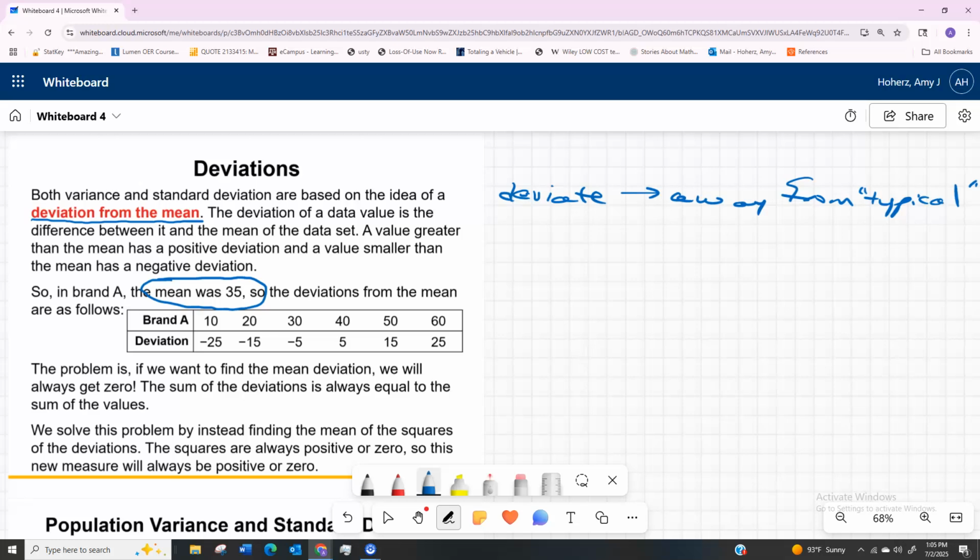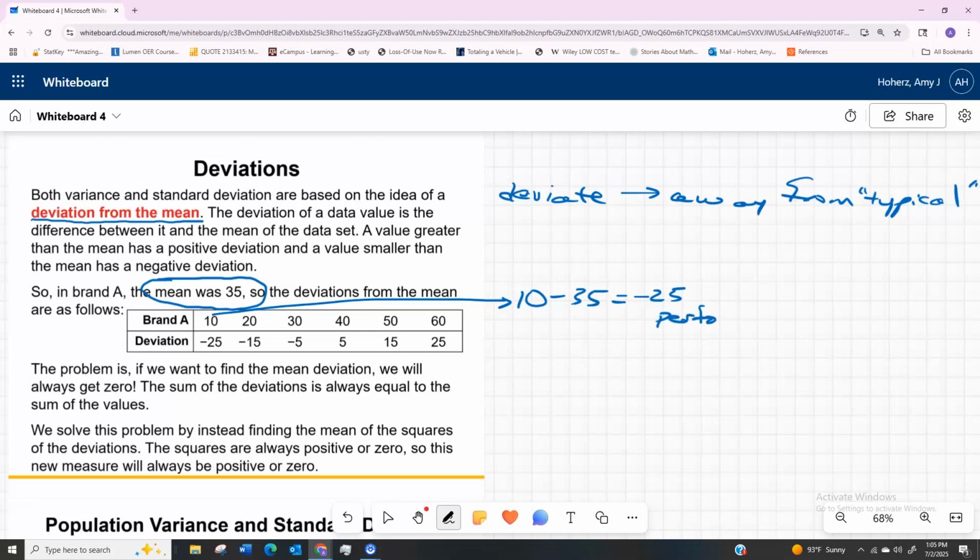So if we look at brand A and we look at this first gallon, the first gallon that was at 10 months, and we calculate the deviation, we do that by saying 35, well, hold on, did that backwards. It's actually 10 minus 35. So we take what the value was and we subtract the mean. And in this case, we get negative 25. What does that mean? That means that that gallon performed 25 months less or below the mean.